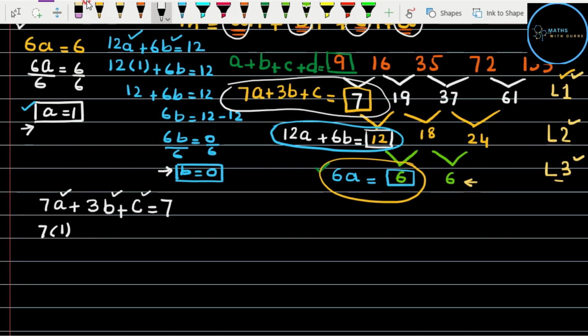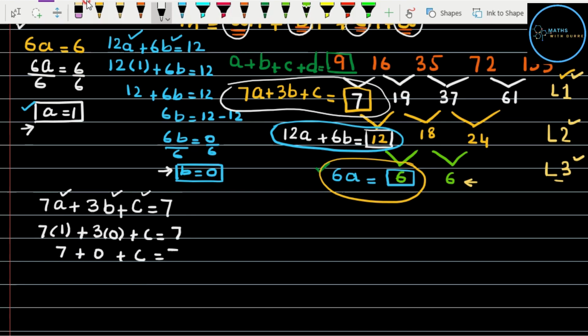So a will be 1, b will be 0. C I will keep as it is. 7 plus 0 plus c equals 7. 7 minus 7 is giving us 0. So c is also 0. Pretty simple.